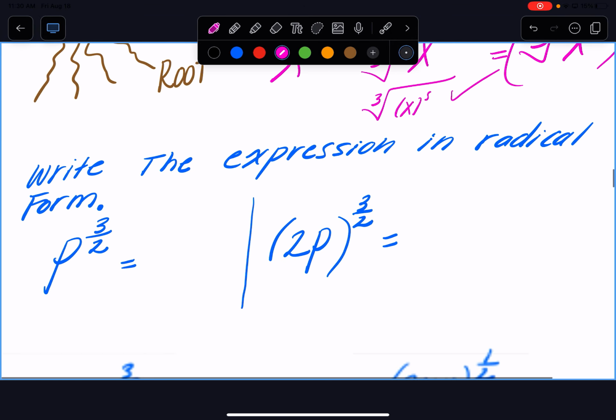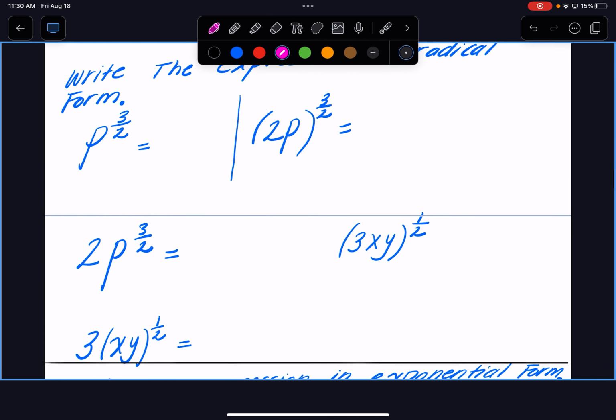All right, so I want you to write down these 2 examples so you can refer back to them in your notes. Let's write them down. These blue ones, the blue ones.